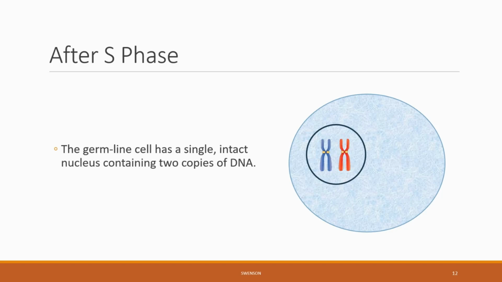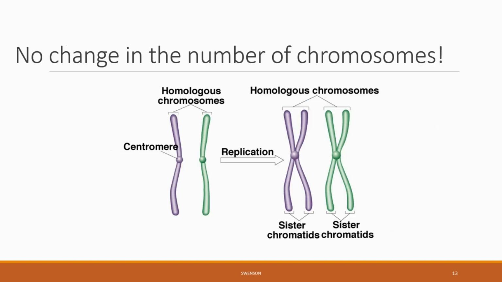After S phase, the cell replicates each of the chromosomes to make sister chromatids. At this point, there's a pair of homologous chromosomes and four sister chromatids. And this image has everything labeled start to finish in S phase. The cell replicates the DNA of each chromosome to make a sister chromatid.